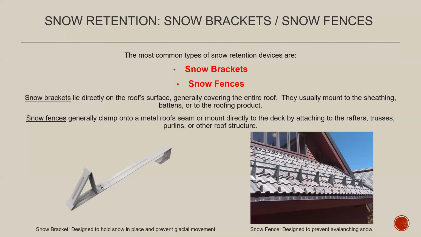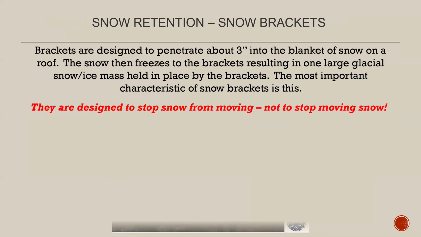Common types of snow retention devices modern day are going to be snow brackets and snow fences. Brackets will lie directly on that roof surface. They will cover the entirety of the roof and they mount to the sheathings, battens, or the roofing product. Where snow fences, they'll act much differently. They actually generally clamp to the roof's seam if it's a standing seam metal panel, or they mount directly to the deck by attaching to the rafters, trusses, purlins, or other types of roof structure.